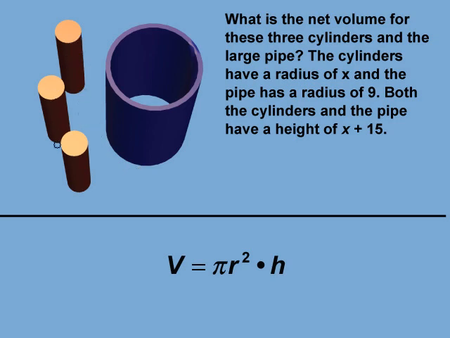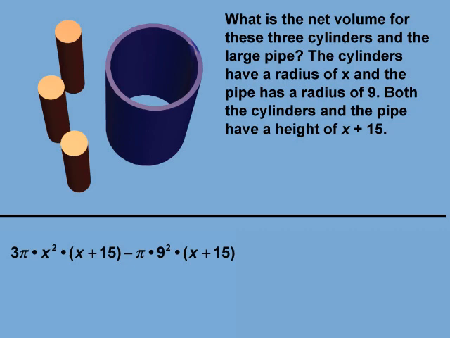These three have the same radius and height. This cylinder is not solid and therefore has negative volume. The small cylinders have a radius of x. The pipe has a radius of 9. All four figures have a height of x plus 15.